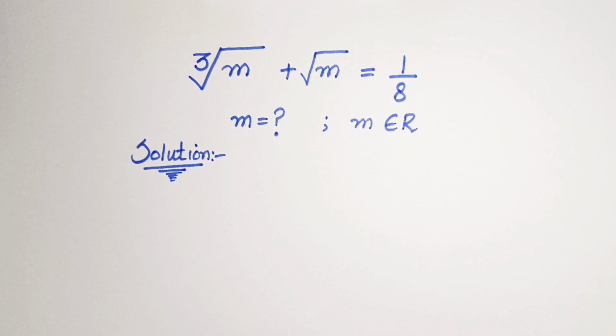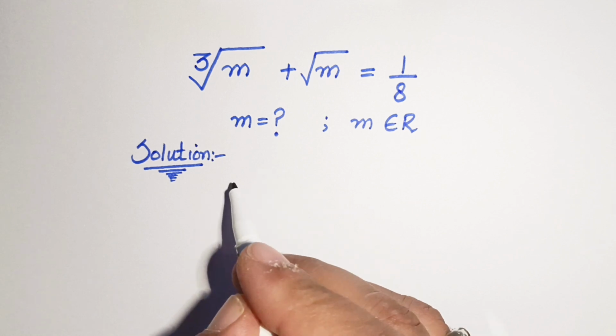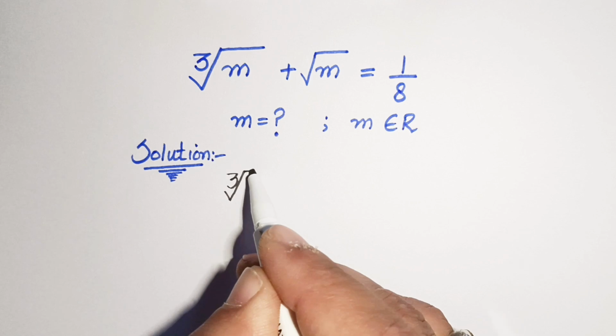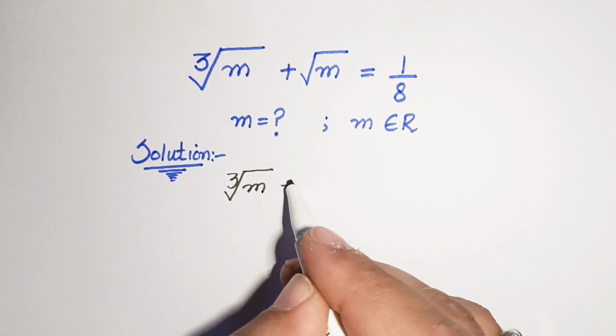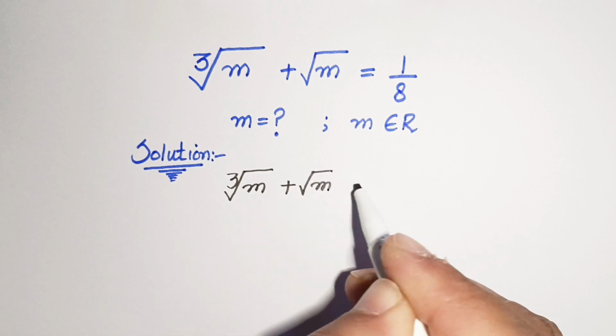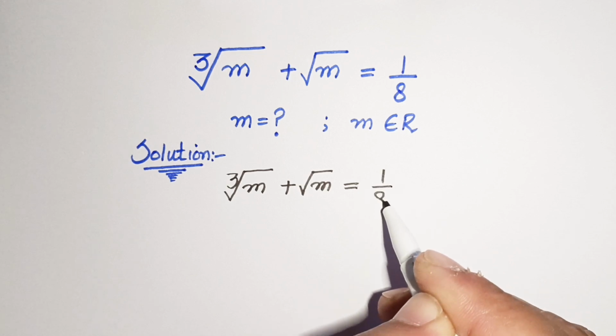Today we have a nice Olympiad question: cube root of m plus square root of m is equal to 1 over 8. Here we find the value of m, where m belongs to the real numbers. So let's start our solution. That is, cube root of m plus square root of m is equal to 1 over 8.